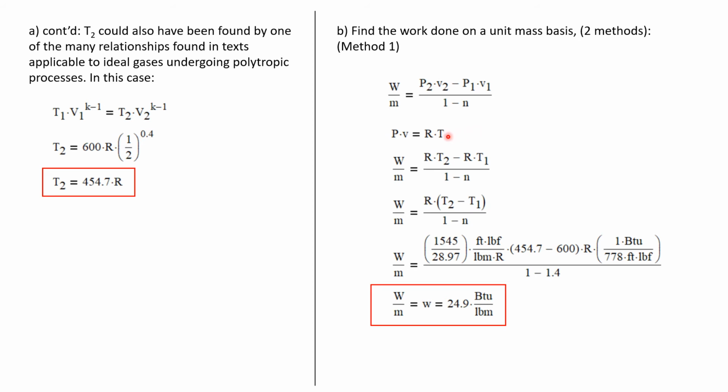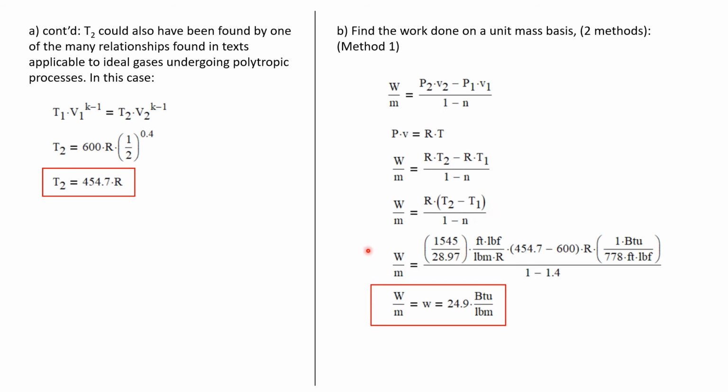Now, the ideal gas law says that PV is RT. So we can replace these PV values in the work term with RT. So we have work per unit mass is R times T2 minus R times T1 divided by 1 minus n. I can factor out the R, and I get work per unit mass is R times T2 minus T1 over 1 minus n.